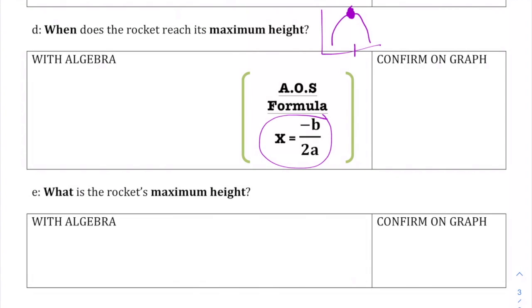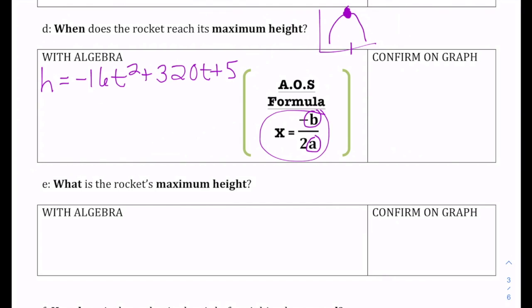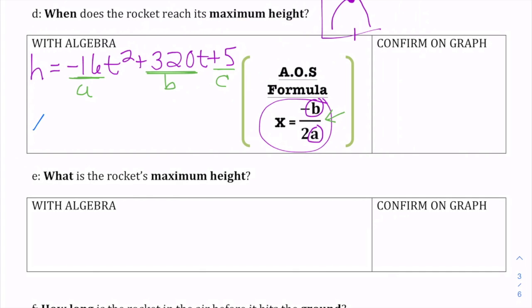So I'm just going to look at the equation to get my b and my a values, and that's going to give me the x value of the vertex. Remember, this is in standard form, so the first number that comes in front of t squared is our a value. So negative 16 is our a, and 320 is our b value. 5 is our c, but notice we don't have a c value in the axis of symmetry formula. So I just need to plug in b and a.